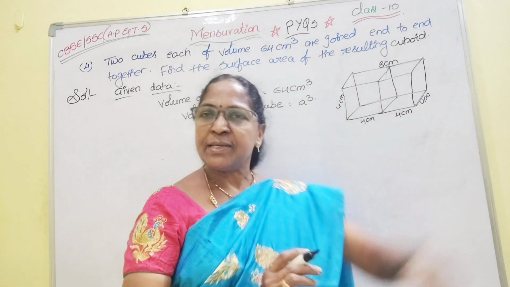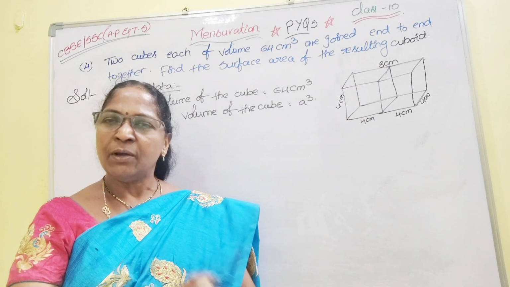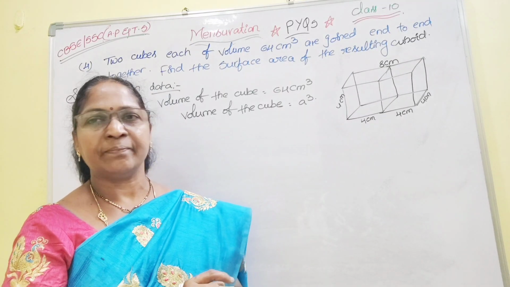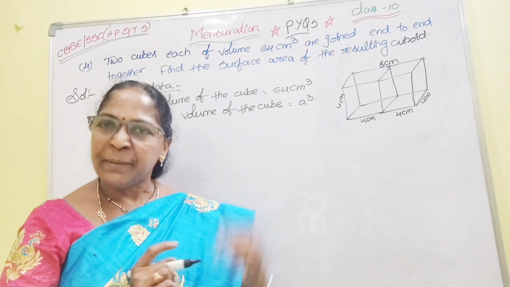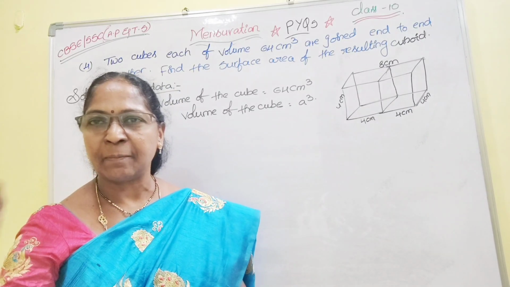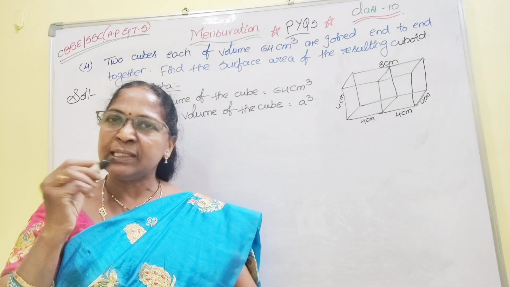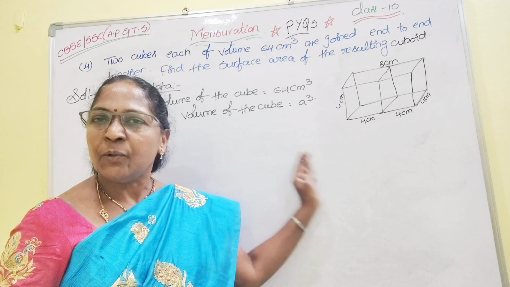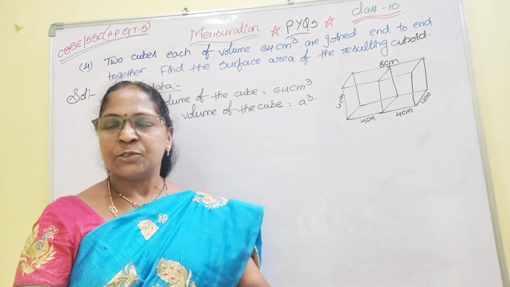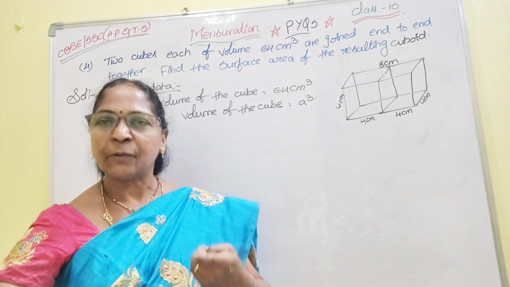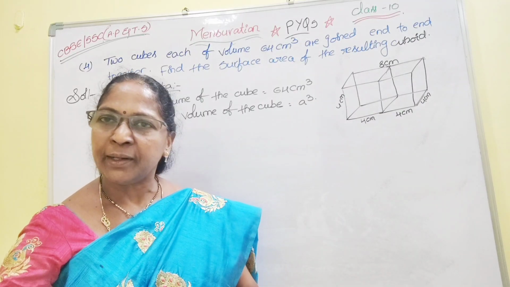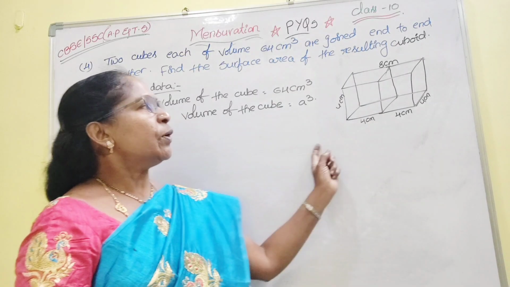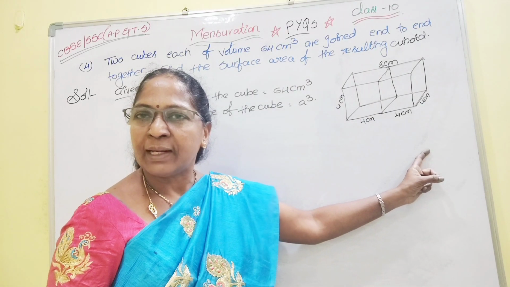What is the total surface area of the cuboid? That equals, what is the formula? 2 into LB plus BH plus HL, where L is length, B is breadth, and H is height. If you know the length, breadth and height of the cuboid, then you can find the total surface area of the cuboid. So first what you have to find out? Length of the cuboid equals how much? Breadth of the cuboid equals how much? As well as height of the cuboid equals how much? So here, how can you find the length, breadth and height?